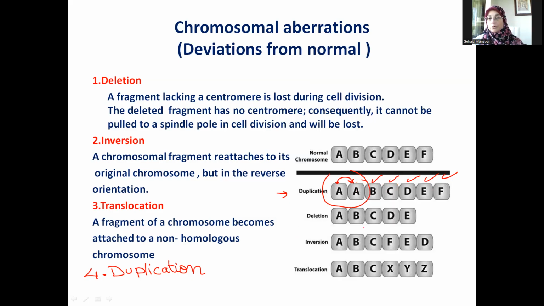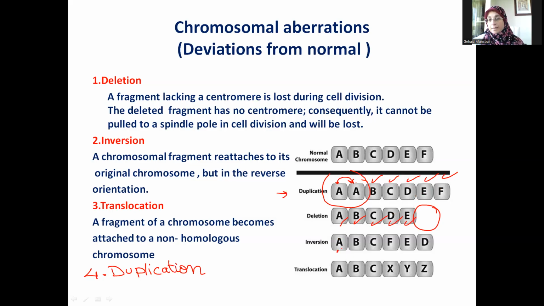In deletion, there is removal of one allele. Here, for example, we have A, B, C, D, E, but F is not figuring, okay? And sometimes the deleted allele might be in the middle, not necessarily at the end of the chromosome.